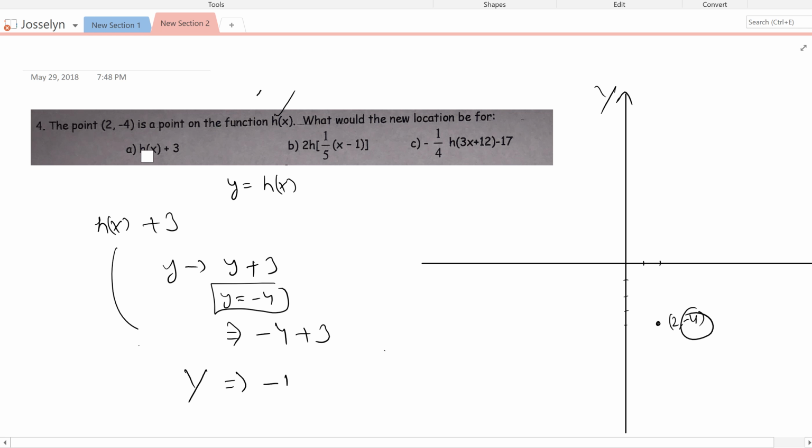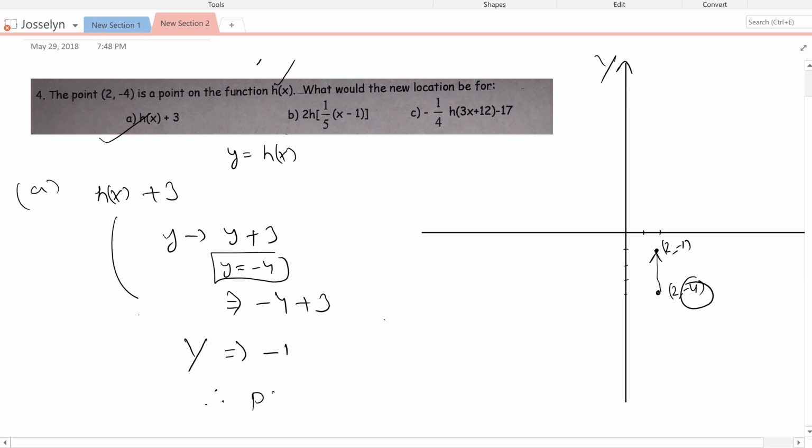But the x is not affected by that transformation. It's only the h of x, which is y. So your x is going to stay 2, and y becomes -1. So the point is going to move right here. Let me write down the value 2, -1. Therefore, the new point is 2, -1.